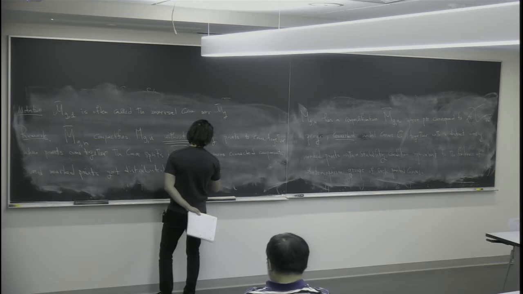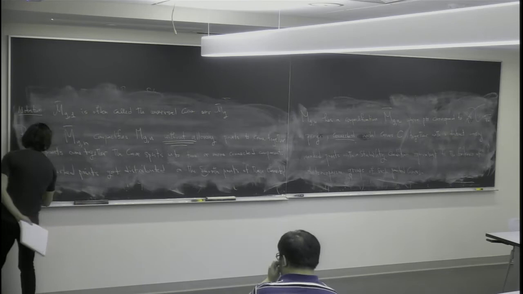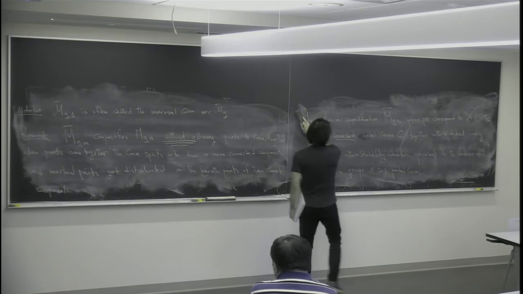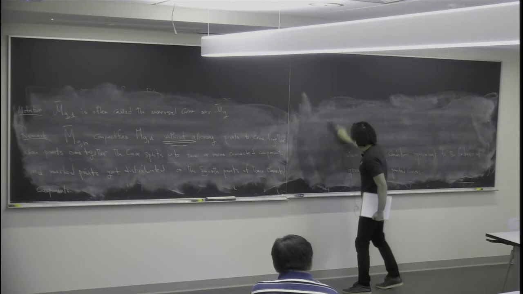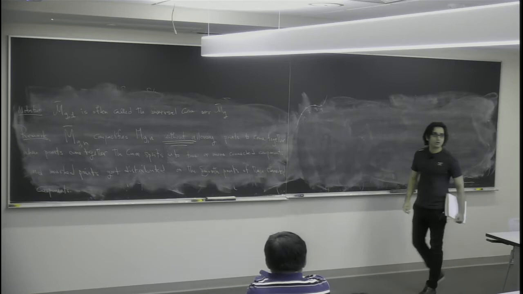So these connected components. Okay. So for instance, in this compactification, if you have some picture like this curve and they come together, the curve might split into one or more pieces like that, like this maybe.